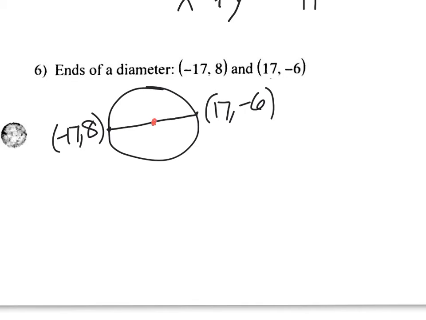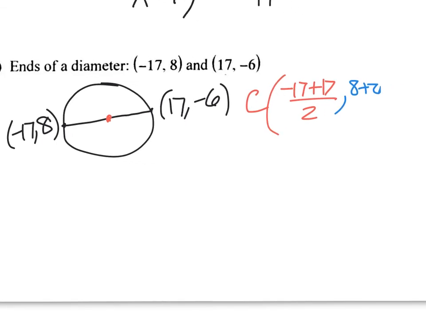So this takes us back to some previous lessons. How do you get the midpoint? You add the values and divide by 2. So for my center, I'm going to do my x's first: negative 17 plus 17, divide by 2. Then I do my y's: 8 plus negative 6, divide by 2. Okay. So that center is going to be at, that's 0. I do the other one too, that's 1. So my center's at 0, 1.